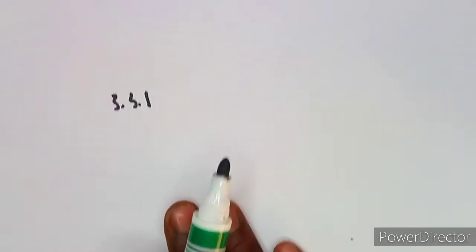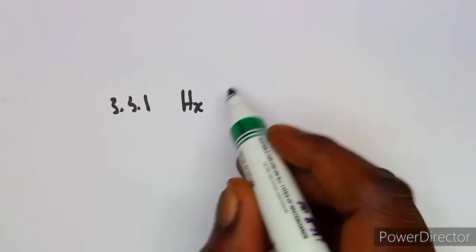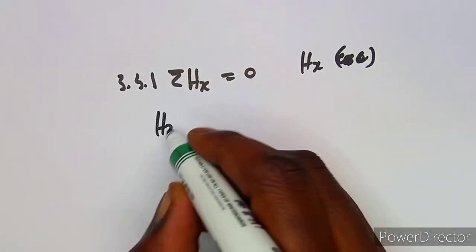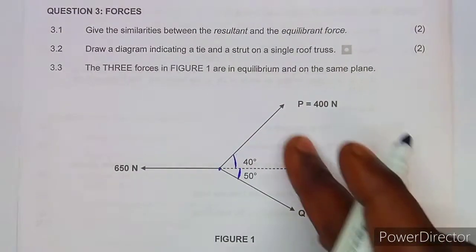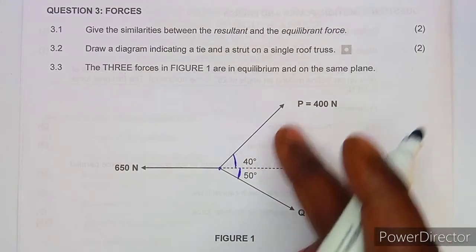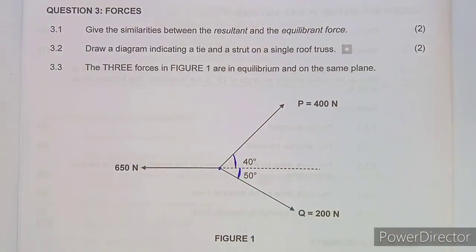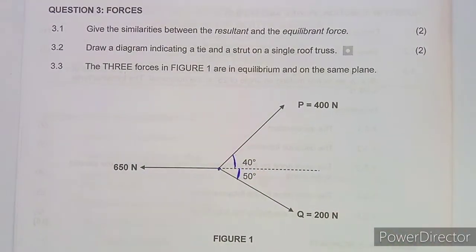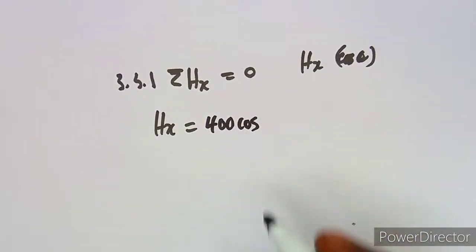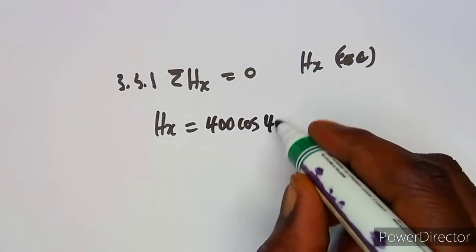That's on 3.3.1. We know that the sum of the horizontal components should give us 0 when it is in equilibrium. But as we need to calculate it in terms of the cos, we know that the horizontal component uses cos theta. So what are we going to have for the horizontal component? We have P, which is 400 newtons, and there is an angle here of 40 degrees. So it's P cos, horizontal cos. So it's P cos 40 degrees, the angle between the force and the horizontal axis. All right, so it's 400 cos 40 degrees.